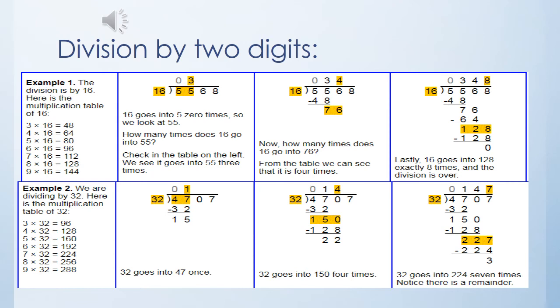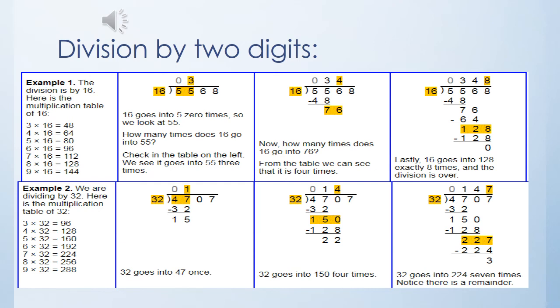12 is again smaller and 16 is greater. You cannot divide it. So write down the last digit of the dividend, that is 8. Now it becomes 128. In the table of 16, 8 times 16 is 128, exactly the same number. So we will take 16 multiplied by 8, answer is 128. Now subtract it. 128 minus 128, answer is 0. It means there is no remainder. So your quotient is 348.